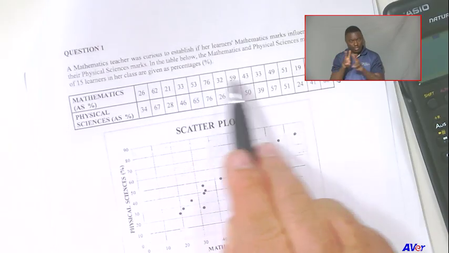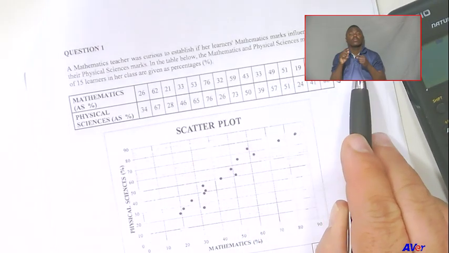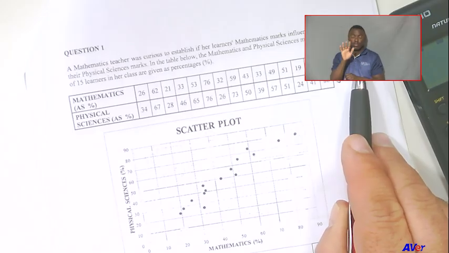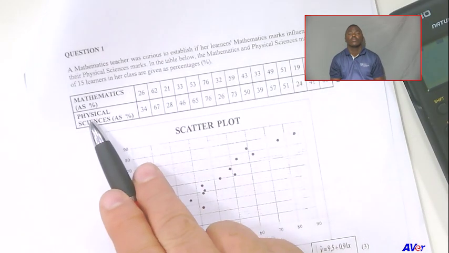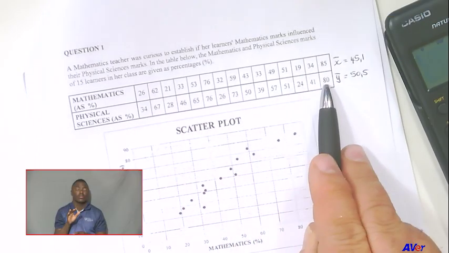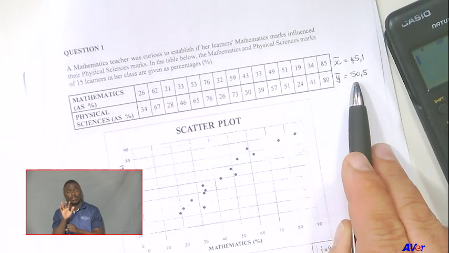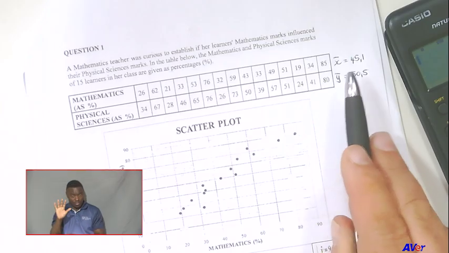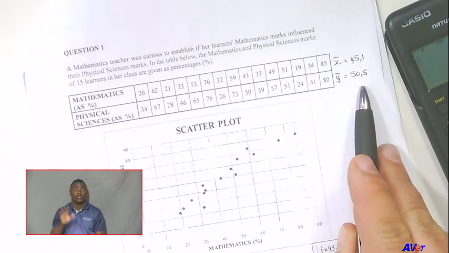Now people, I'm going to use the method of the mean point. What is the mean point? The mean point is the average of the x values. So I'm going to add all those x values divided by 15. The average of the x value is 45,1. I'm going to find the average of the y values. So I'm going to add all those values together divided by 15, and the average of the y values is equal to 50,5. Is that clear? So that's my mean point. I'm going to use my mean point and my y-intercept to draw the least squares regression line.